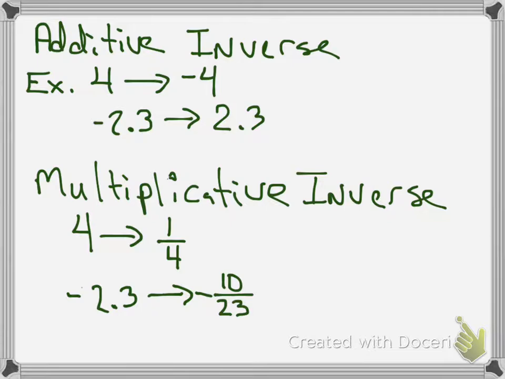And then I want to make sure I cover additive inverse and multiplicative inverse. You can see additive inverses are basically just opposite signs. Positive 4, its inverse is negative 4. Negative 2.3, its inverse is 2.3. Multiplicative inverse is the reciprocal, so 4 would turn into 1/4. And negative 2.3, you would have to realize, is 2 and 3/10, so that's 23 over 10. Change it to a fraction.